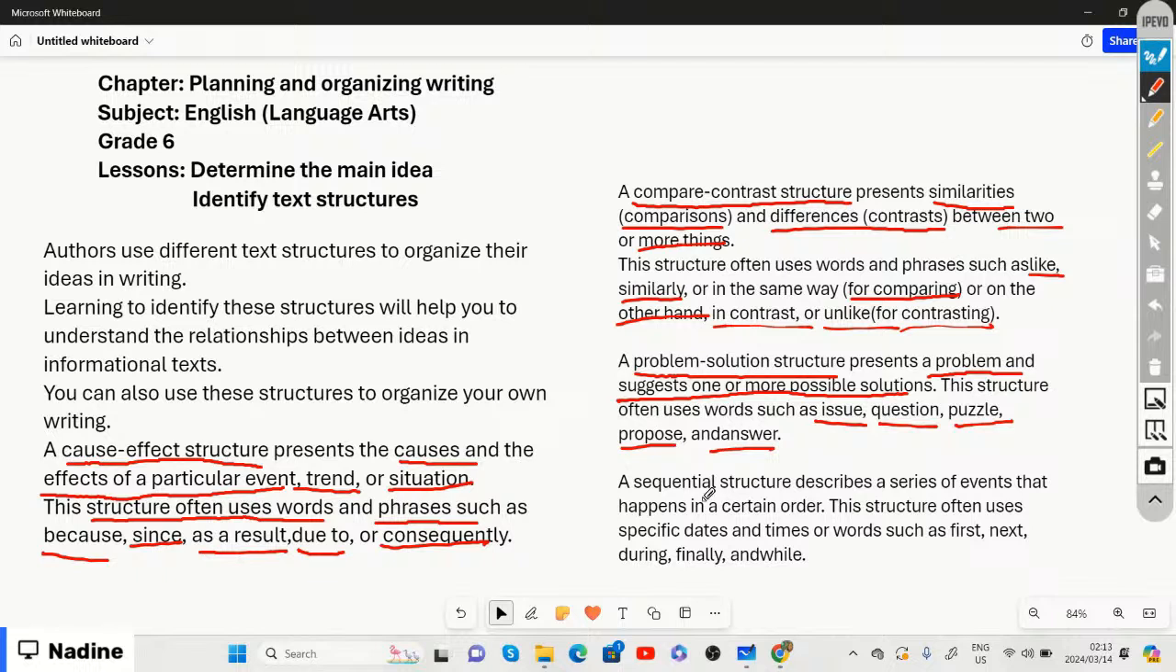Then we have the last structure, which is the sequential structure. A sequential structure describes a series of events that happen in a certain order. This structure often uses specific dates and times or words such as first, next, during, finally, and while.